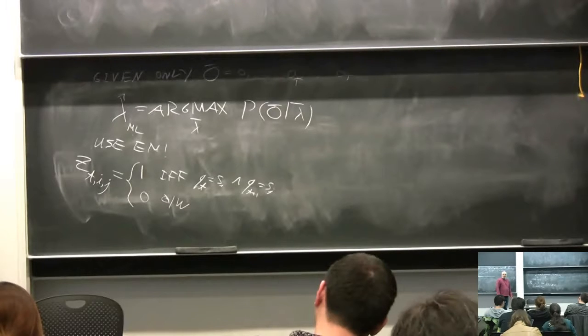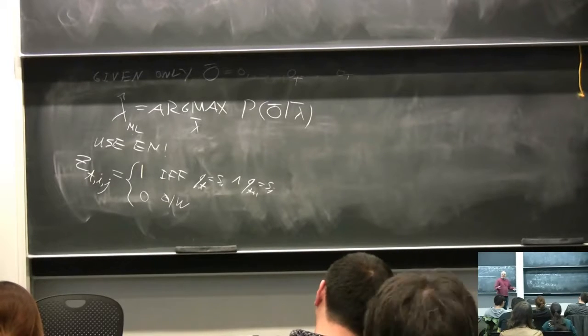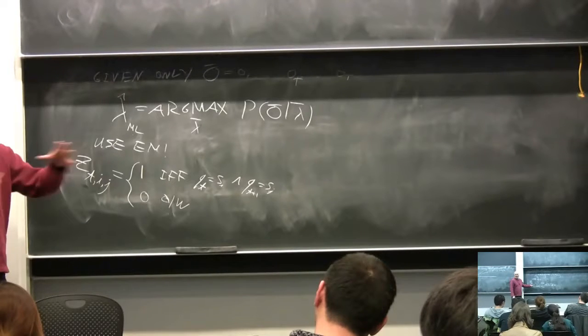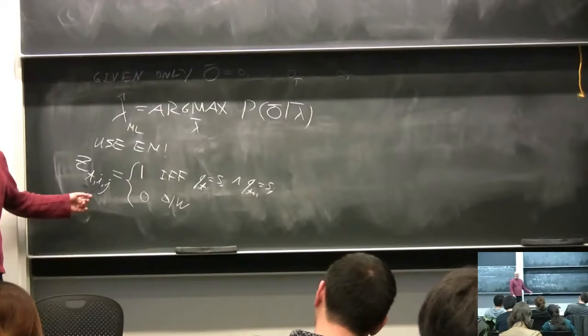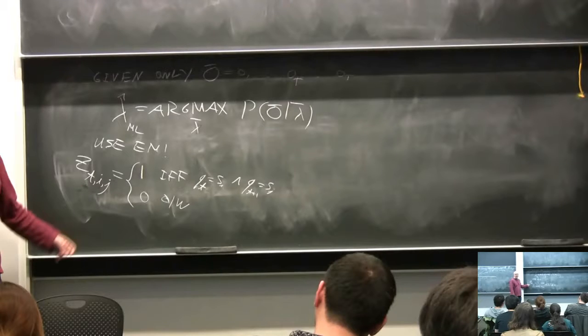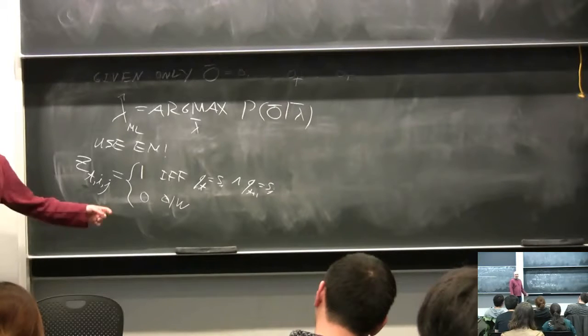The likelihood function can be expressed as a member of an exponential family with these Zij's. I'm not going to show it, it's very hairy, but I'm going to state it and say that therefore the only thing we need to care about is the expected values of the Zij's.